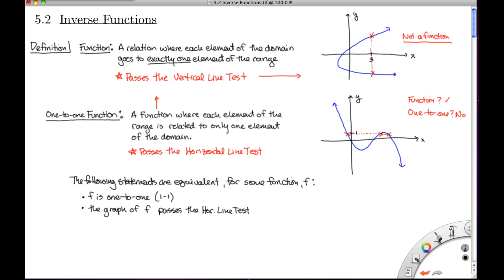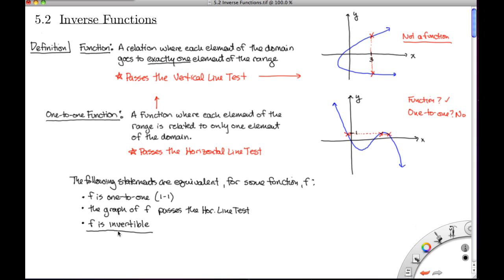Now this is where one-to-one comes into play with inverse functions. If we know that our function is one-to-one, meaning we know that the graph passes the horizontal line test, the following is also true. We say that f is invertible, meaning that we can calculate an inverse function for this. So this is going to be particularly important to us as we move on to the next video.